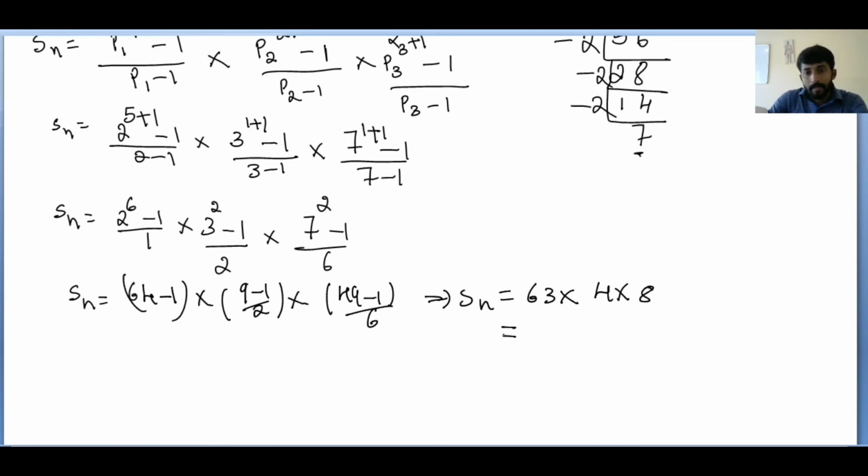Now multiply, you will get 2016. This is nothing but the sum of all positive divisors of the given composite number.